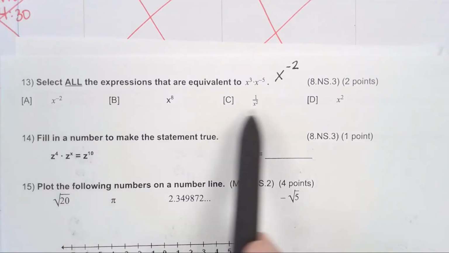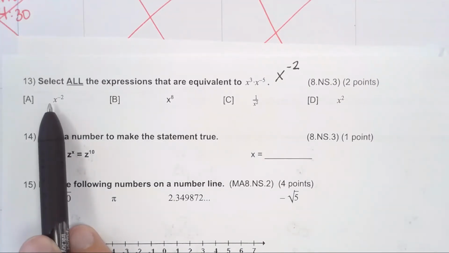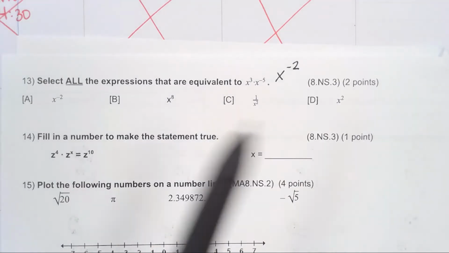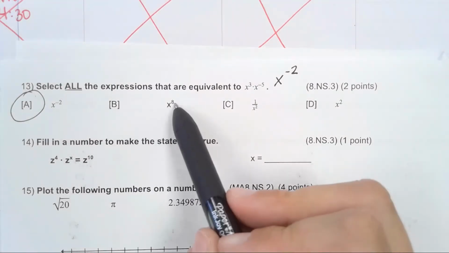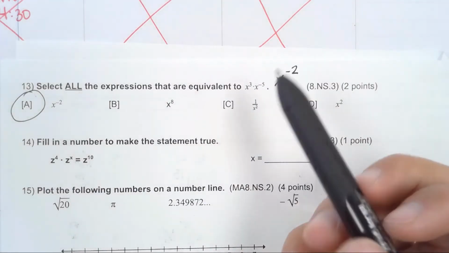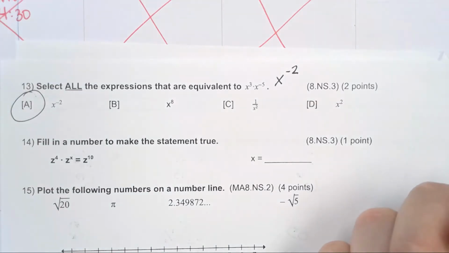So looking at my answer choices down here, A was x to the negative second, which is what we simplified that to. So I know for sure that A is going to be one of my answers. B, x to the eighth, is not the same as x to the negative second, so B is not one of the answers.